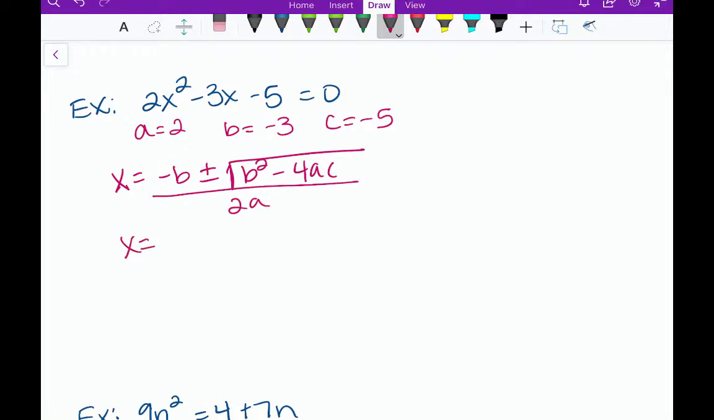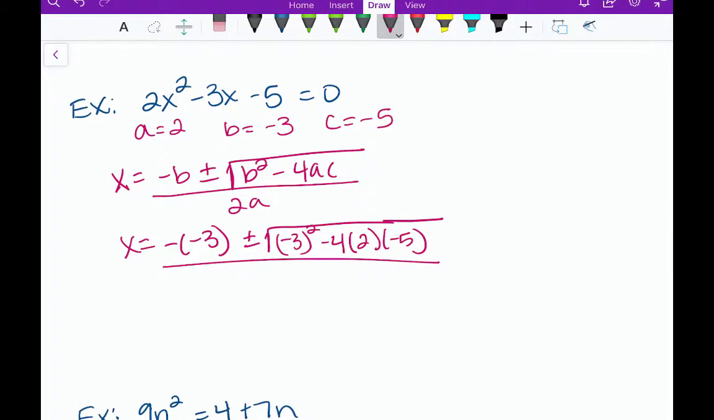So here we go. x equals negative 3. Okay, negative b is negative 3, plus or minus the square root of b squared, that's negative 3 squared, minus 4 times 2 times negative 5. Notice I put that in parentheses. All divided by 2 times 2.